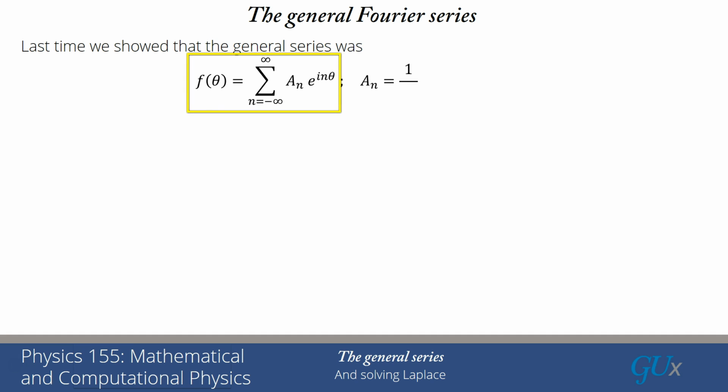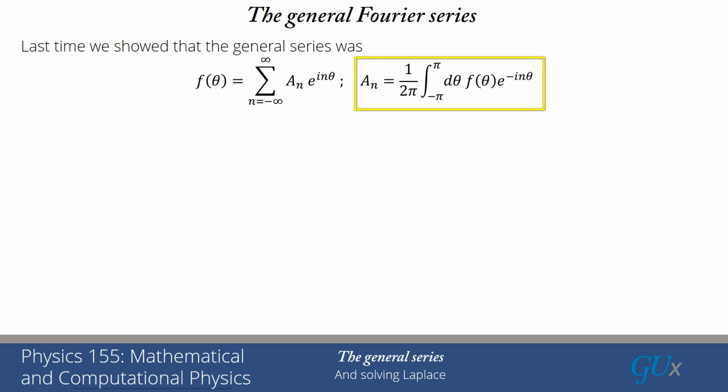f(θ) was the sum n equals minus infinity to infinity a_n e^{inθ}, where a_n was equal to the integral from minus π to π dθ f(θ) e^{-inθ}, the whole thing divided by 2π.